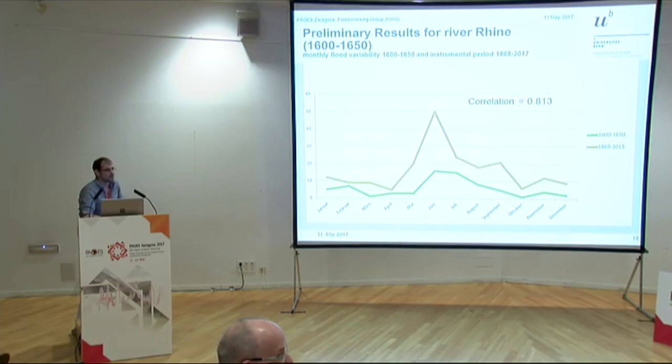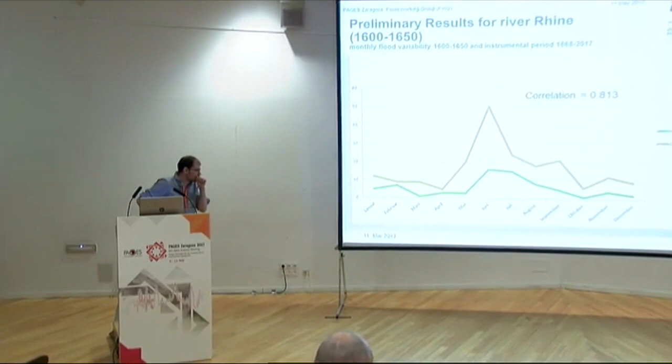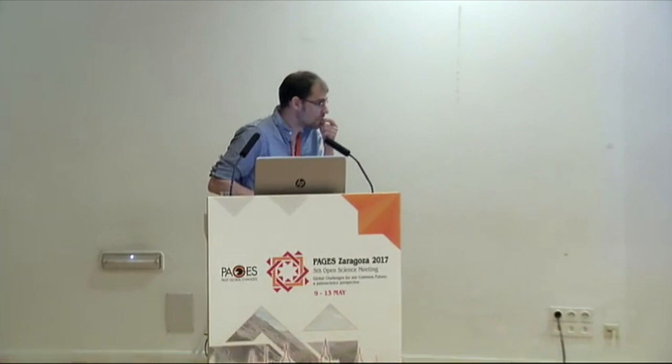Thank you. Have you noted any change in the type of flooding? Because you are comparing two periods, one covering part of the Little Ice Age and the more recent period. Have you noticed any change in the mechanism, like rain on snow or snowmelt, that is producing flooding in some of these periods?